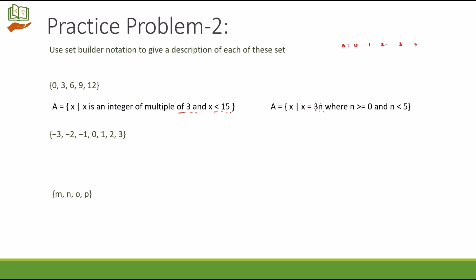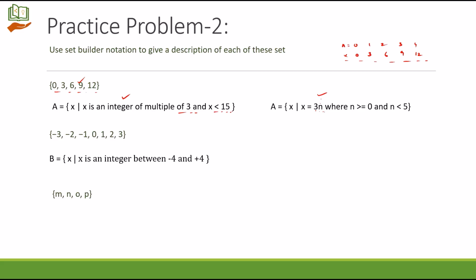3 into 0 is 0. 3 into 1 is 3. 3 into 2 is 6. 3 into 3 is 9. 3 into 4 is 12. So did we get the same set here? Yes. So it can either be this way or this way. Both answers are right. The next example is minus 3 to plus 3.